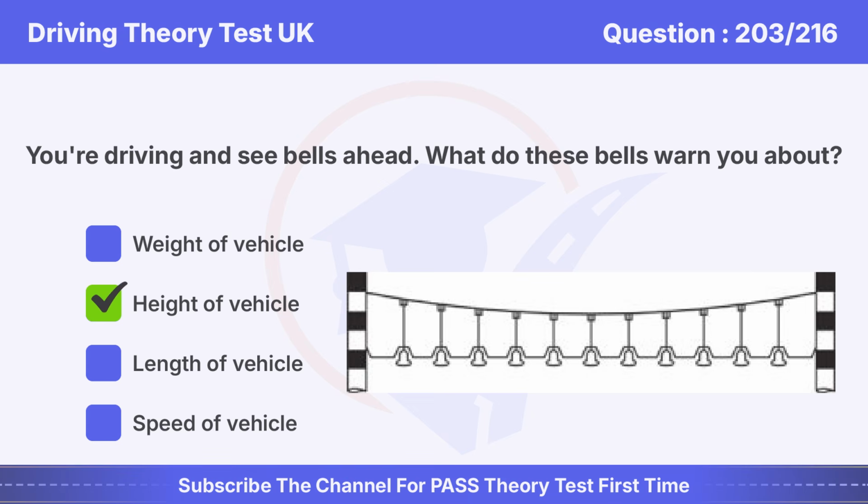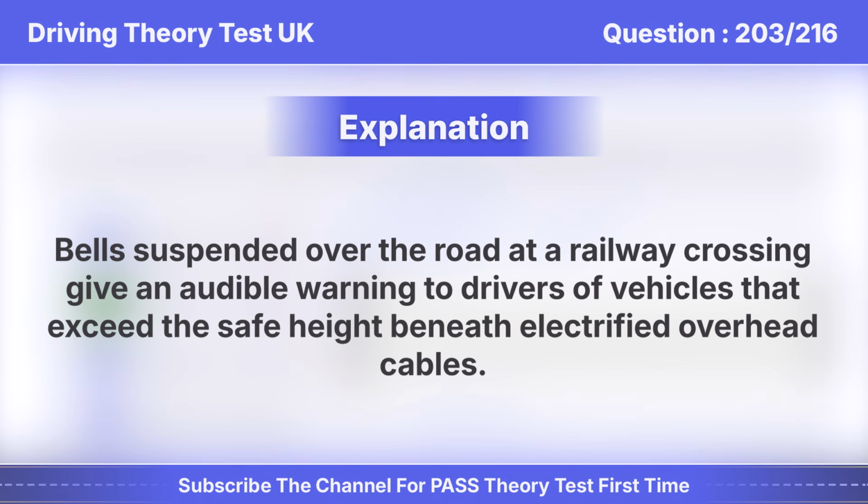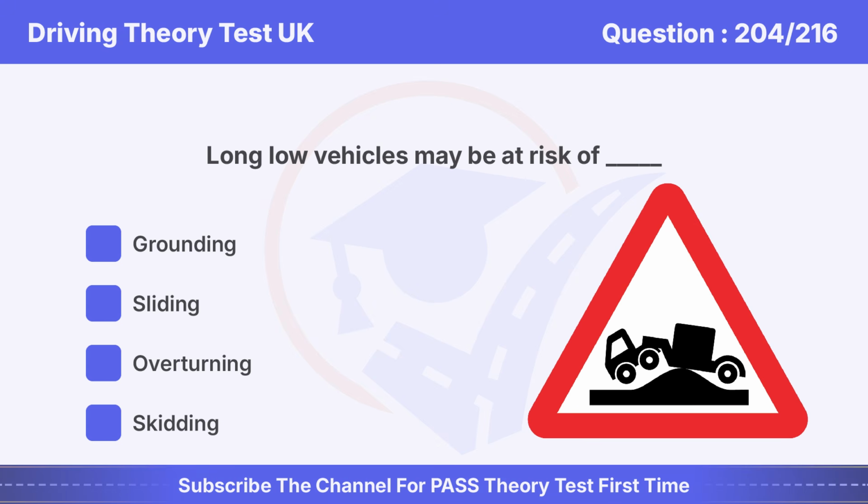Answer is B. Height of vehicle. Bells suspended over the road at a railway crossing give an audible warning to drivers of vehicles that exceed the safe height beneath electrified overhead cables. Question 204. Long low vehicles may be at risk of. Answer is A. Grounding.